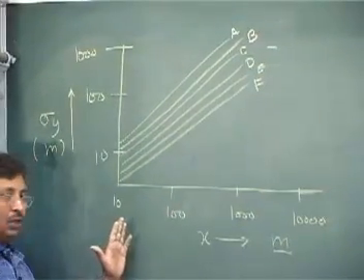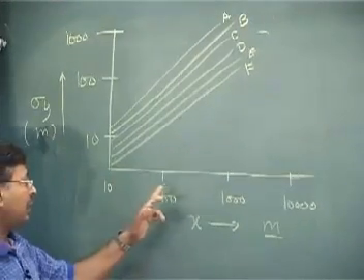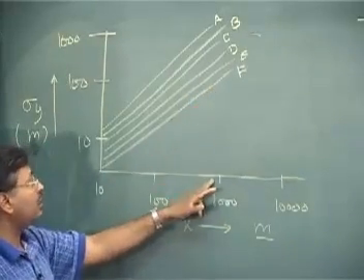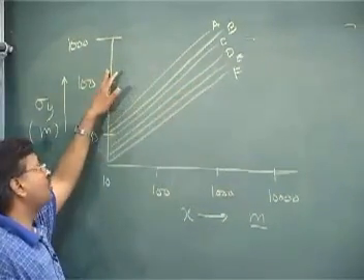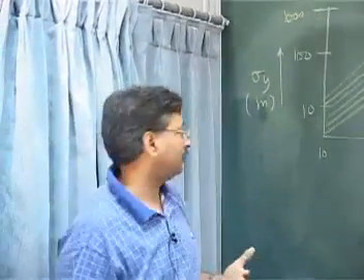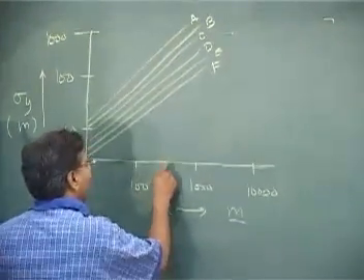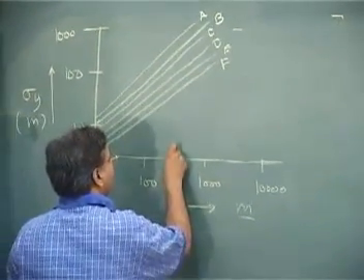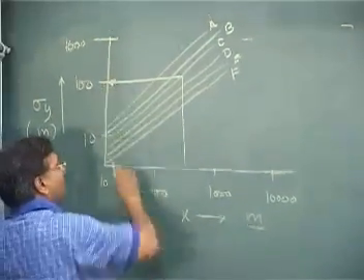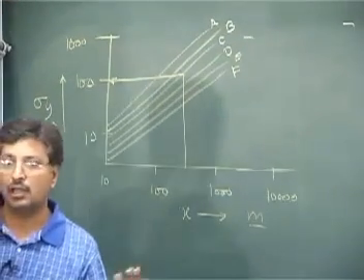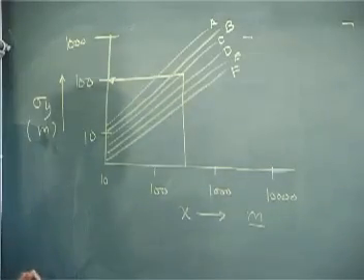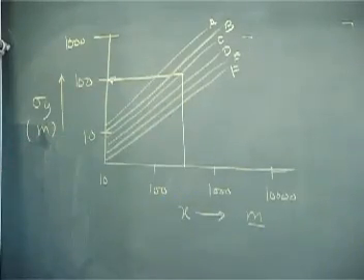Whatever your distance is, take that distance. Suppose you want to find out at 1000 meters from the stack, and you know the stability, let's say stability D. The corresponding value of sigma y can be found from the graphs developed by TVA. Let's say you want to find out at 500 meters, and your stability was C. The sigma y value could be 100 meters. This is not accurate, but this is how you use it. Similarly, they did it for sigma z, which looks a little bit different.